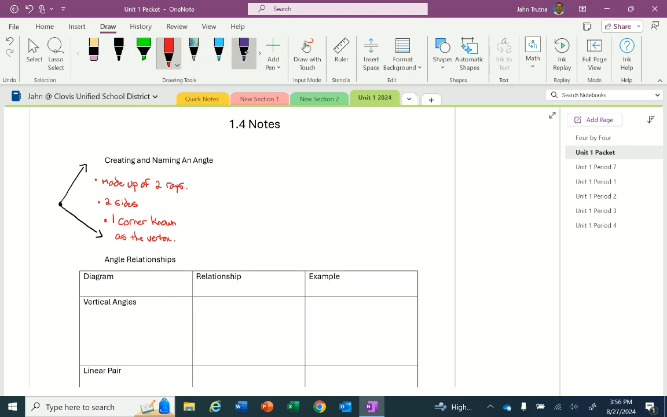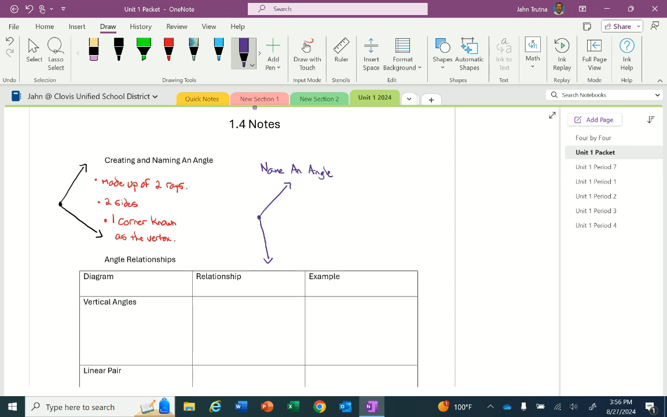All right, so the next thing that we're going to talk about is how to name an angle. So let's take this angle that we just created. And once again, how do you create an angle? You start with a point, not a dot. You draw a ray, which is kind of like a line going in one direction. You draw another ray from the same point right there. So you have two rays. They both start at the same point. That point is the corner. It's going to be the corner of the angle.